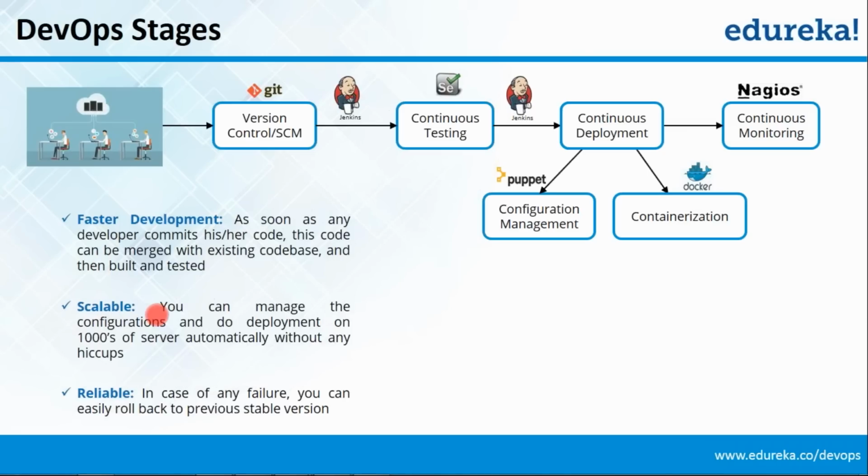You can easily scale to thousands of servers. Puppet can automatically do configuration management to even thousands of servers. And also, once you deploy your application onto the prod, if something goes wrong, you can roll back to the previous stable version. So it's very reliable.